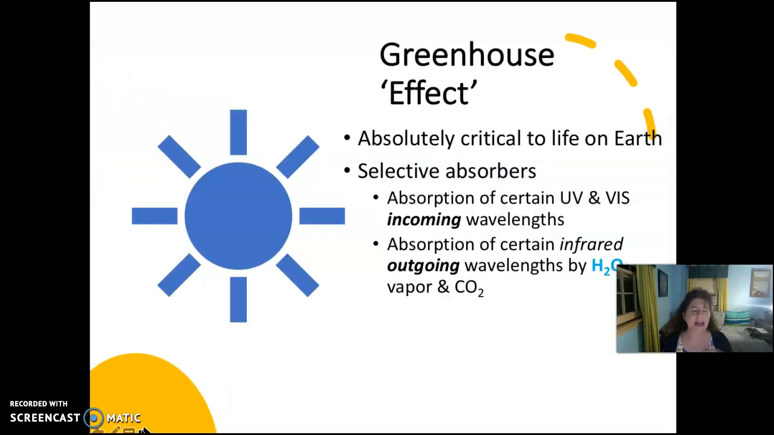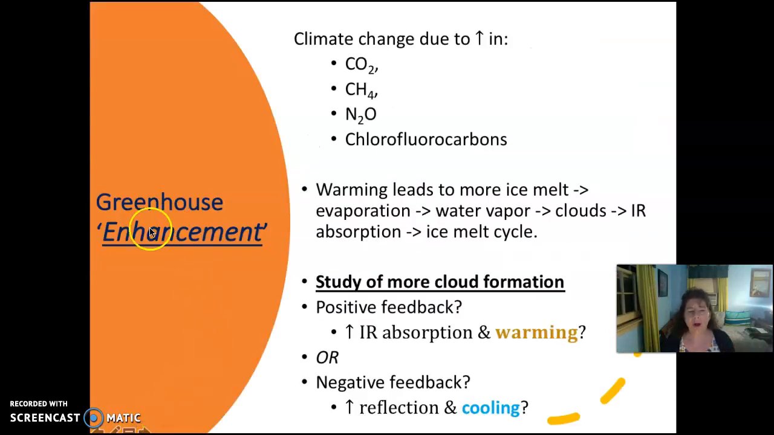The greenhouse effect is absolutely critical to our life on Earth. We couldn't be here without that warming effect. That has to do with absorbing incoming and absorbing emissions. Couldn't go anywhere without it. However, greenhouse enhancement is what we're discussing when we're discussing rising CO2 levels that impact rising water vapor levels, that really drive a lot more absorption of the outgoing emissions that really warm back when they reflect it back down to the Earth. That warming cycle leads to more ice melt.